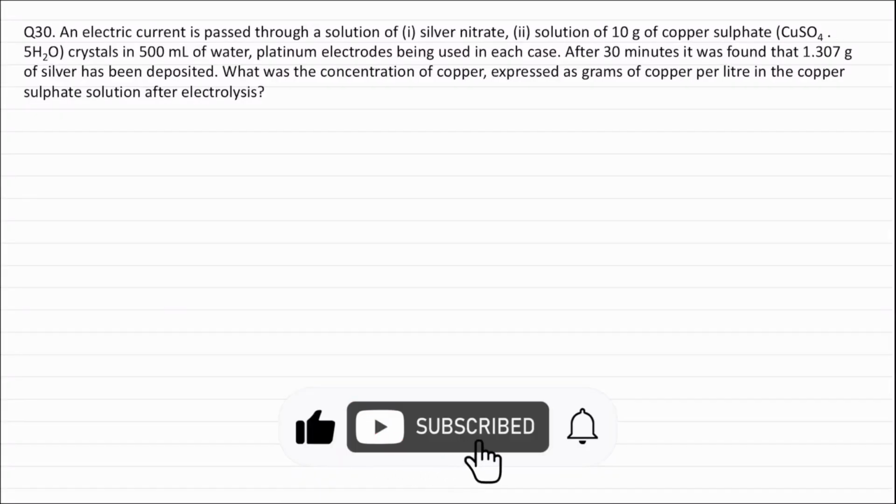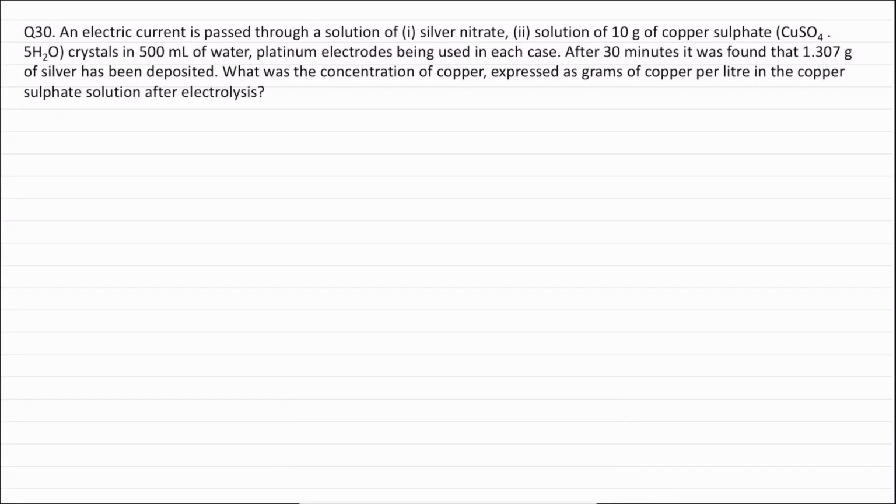Question 30. An electric current is passed through a solution of first silver nitrate, second solution of 10 gram of copper sulfate crystals in 500 milliliter of water. Platinum electrodes being used in each case. After 30 minutes, it was found that 1.307 gram of silver has been deposited. What was the concentration of copper expressed as grams of copper per liter in the copper sulfate solution after electrolysis?